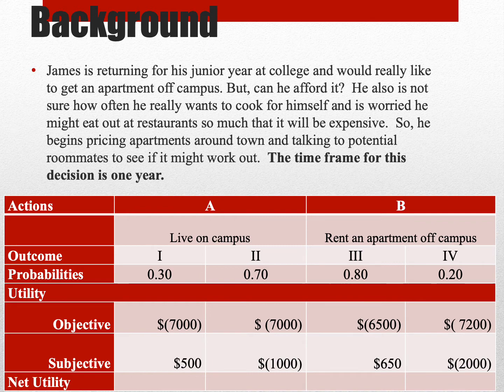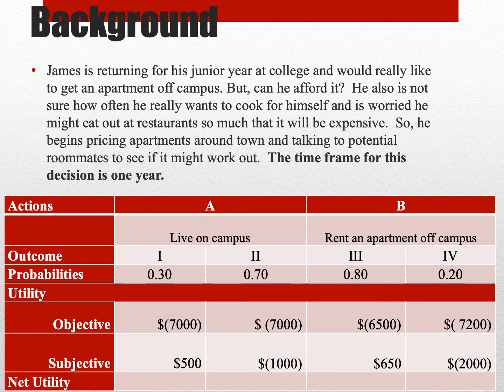So we have James, who's returning for his junior year of college and would really like to get an apartment off campus. But can he afford it? He's also not sure how often he really wants to cook for himself, and he's worried he might eat out at restaurants so much that it will be expensive. So he begins pricing apartments around town and talking to potential roommates to see if it might work out. The time frame for his decision is 1 year.